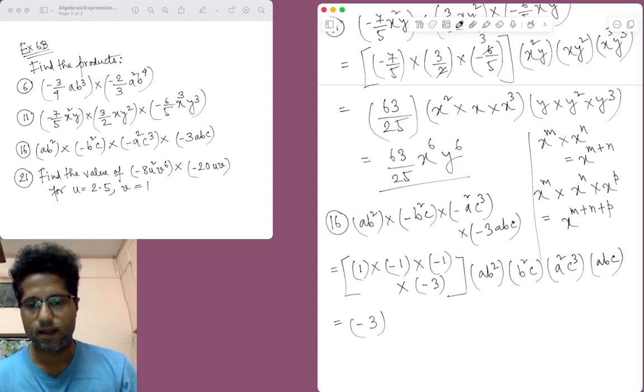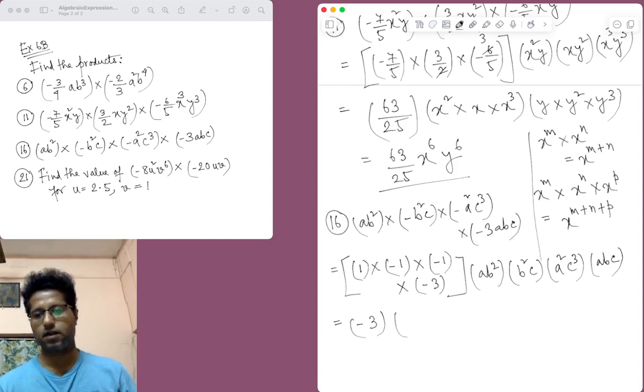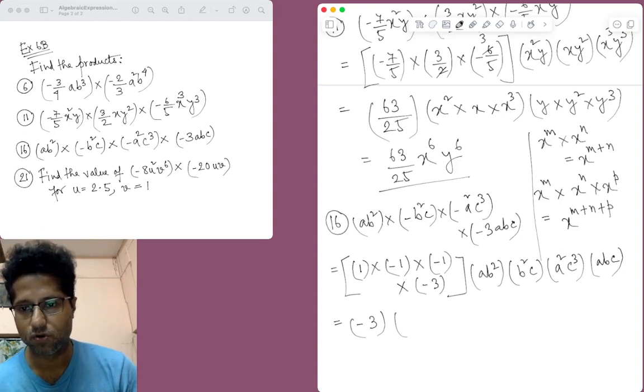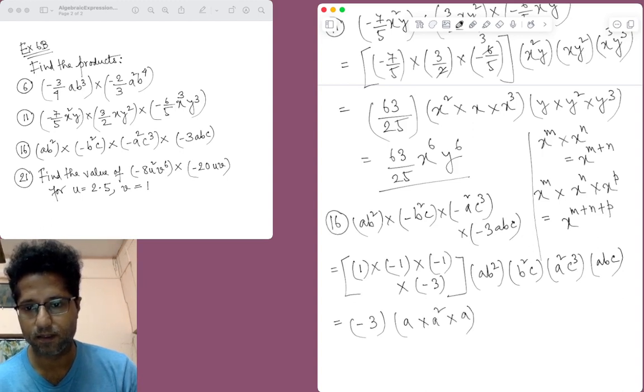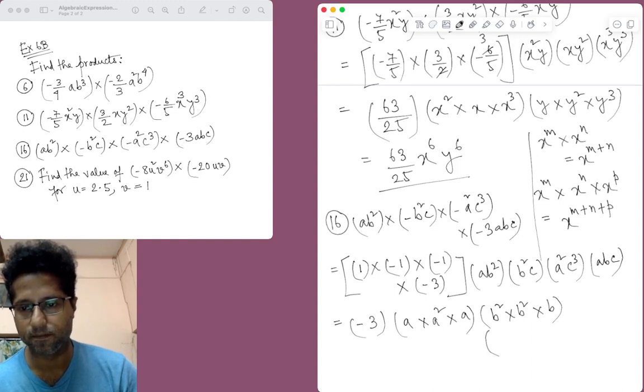Okay. And now for the product of the literal coefficients, we will collect all the similar literals as exponents. So we first collect the a. We have a multiplied by a square multiplied by a. Then we collect the b square multiplied by b square multiplied by b. Then we collect the c multiplied by c cube multiplied by c.